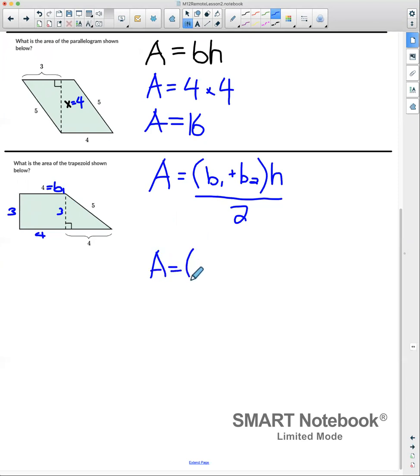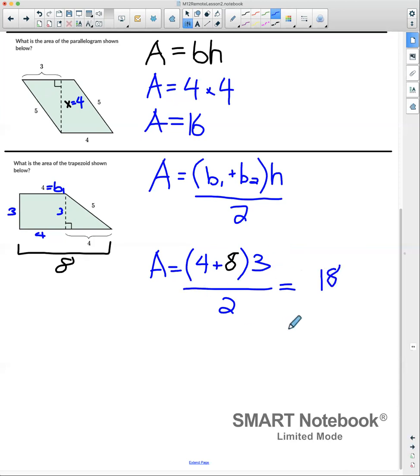is equal to base 1, which is 4, plus base 2, which is the entire bottom part right here. So 4 and another 4, which gives us 8. So 4 plus 8 times the height. The height is 3. And divide all of that by 2. 4 plus 8 is 12. 12 times 3 is 36. 36 divided by 2 is 18. So the area of this trapezoid is 18.